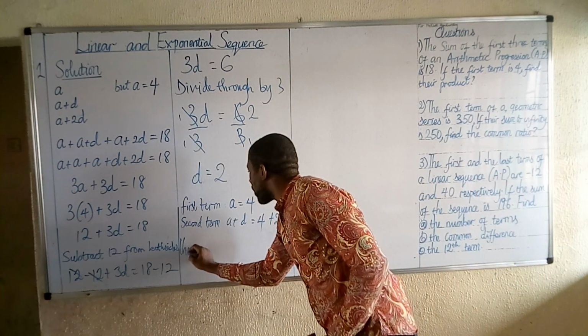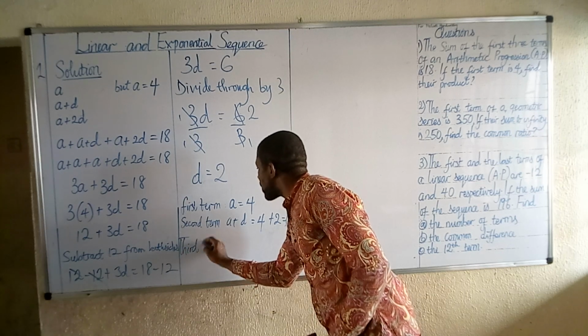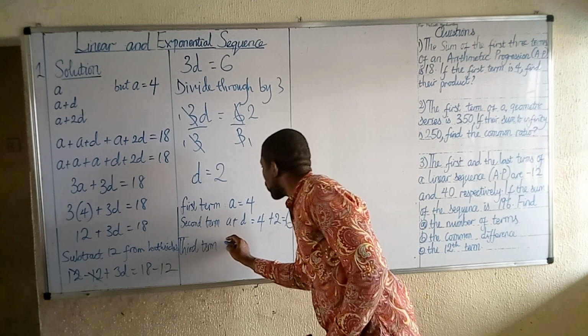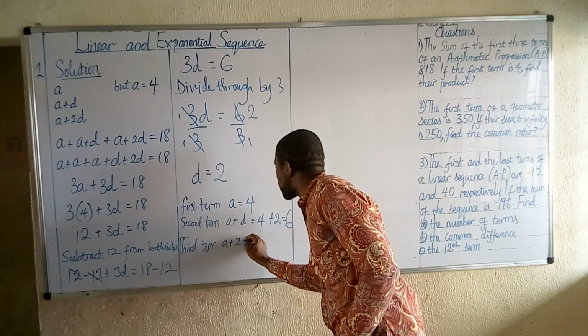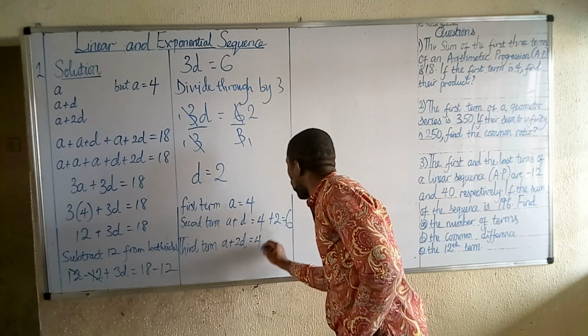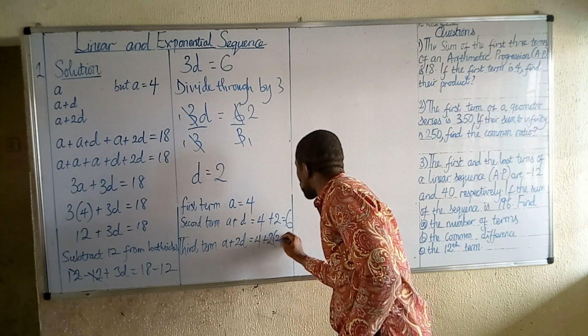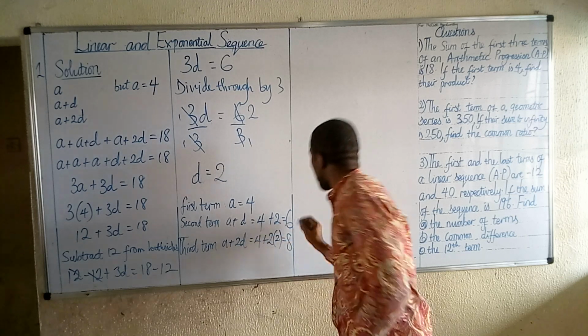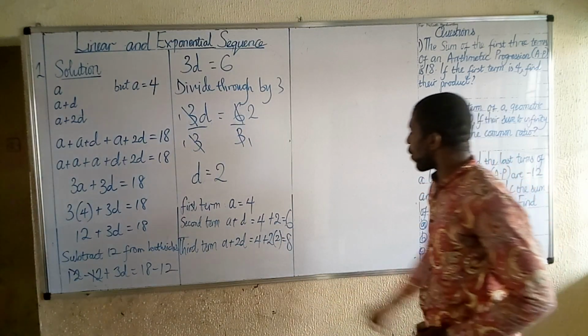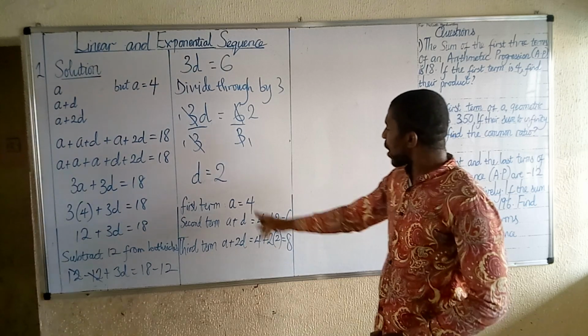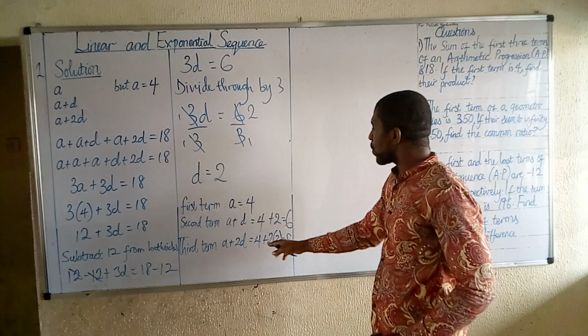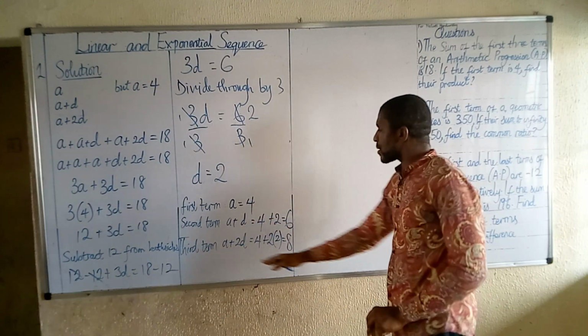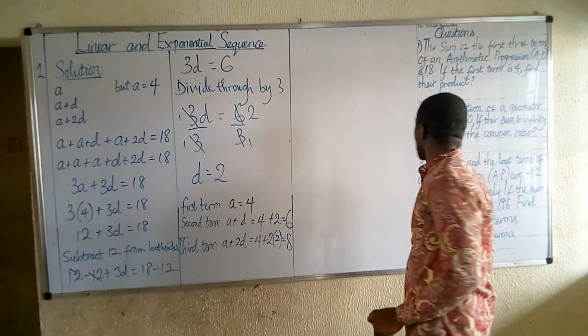Then the third term, which is A plus 2D, will now be 4 plus 2 times 2. 2 times 2 is 4, plus 4, we have 8. So our first term is 4, the second term is 6, and the third term is 8.